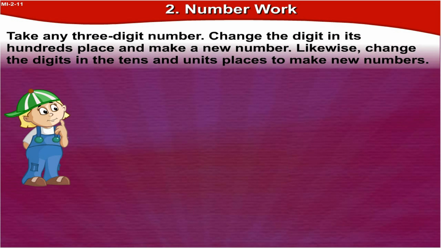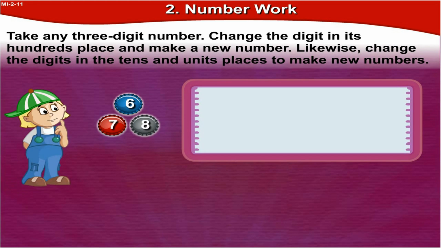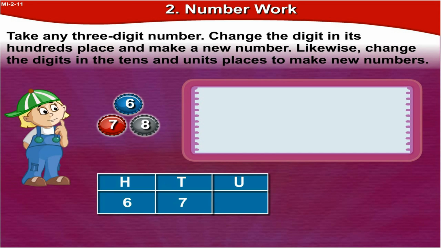Now, take any 3-digit number, change the digit in its 100th place and make a new number. Likewise, change the digits in the tens and units place to make new numbers. Now here, let us see the picture. We have digits 6, 7, 8. Let us make a 3-digit number out of it. It could be 678.